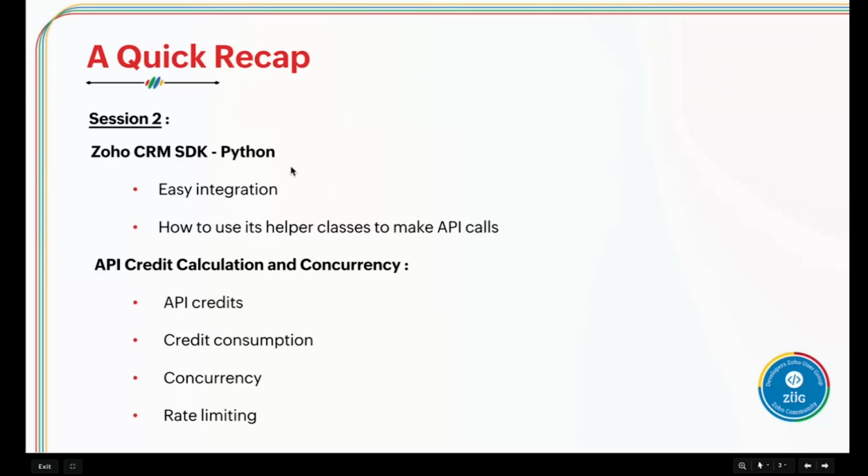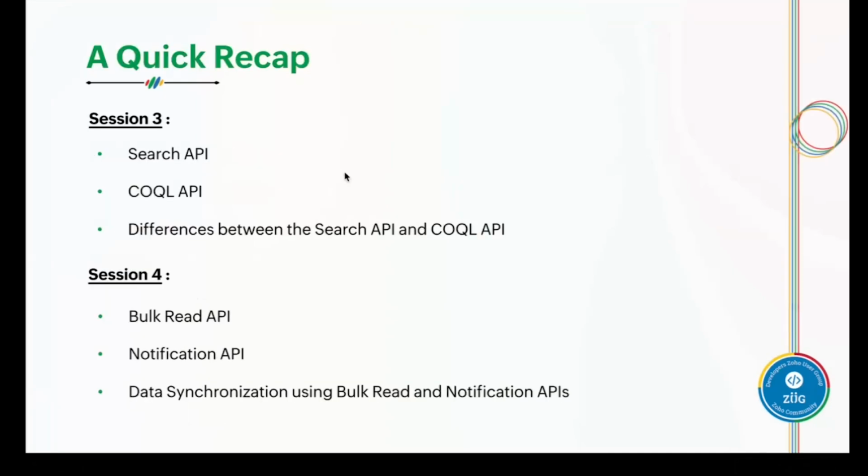We also discussed API credit calculation and concurrency. We discussed how API credits are applied, how credits are consumed for each API call, how concurrency is applied to the APIs, and how rate limiting is done from Zoho CRM. And in the third session, we discussed in detail the search and COQL APIs, which is nothing but the query API. We also discussed the differences between these two APIs and when you should use which API.